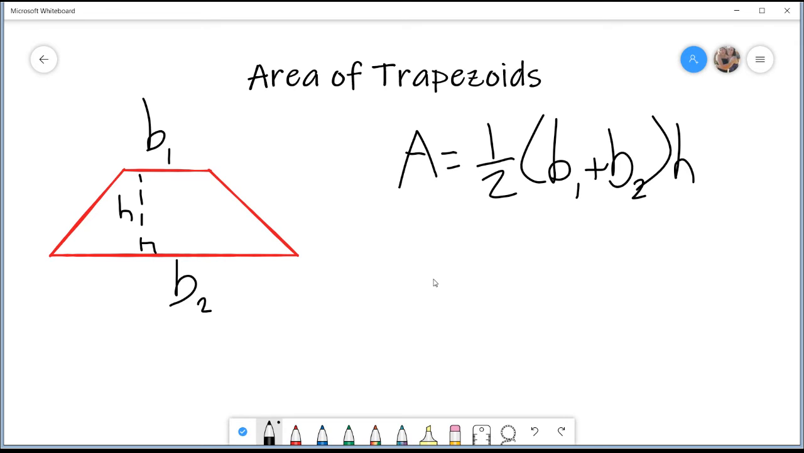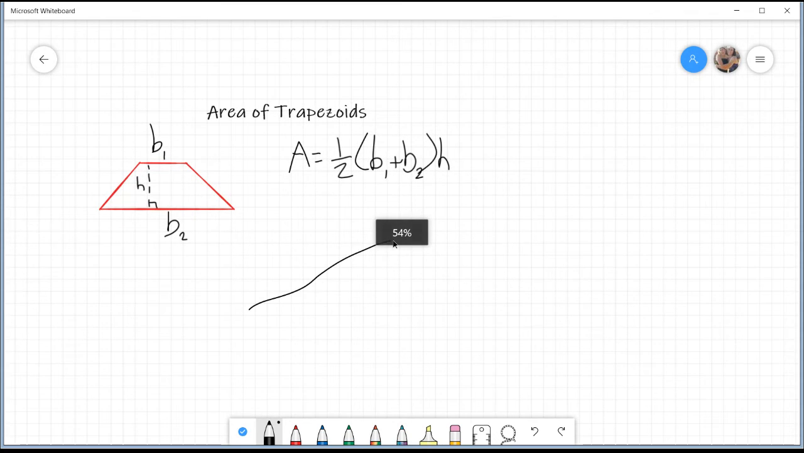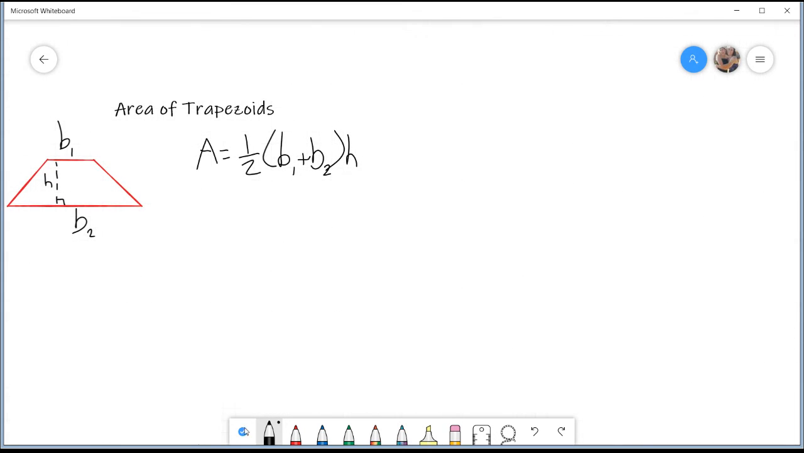The last part is the 1/2 right here. And all we have to do is multiply by 1/2 or divide by 2 when we're done. So with all that being said, let's draw a trapezoid and we'll find the area of it.